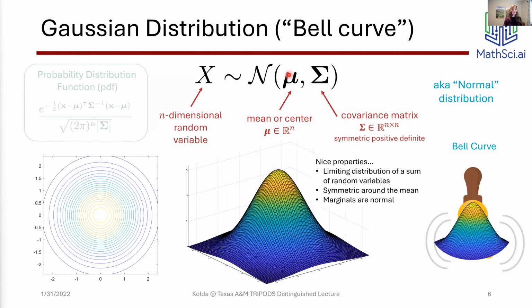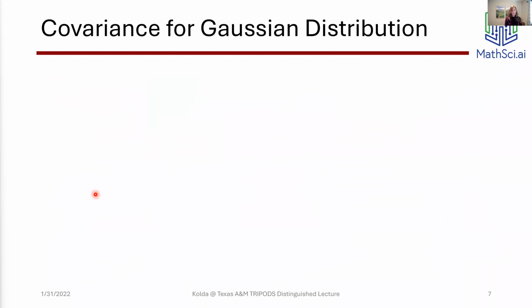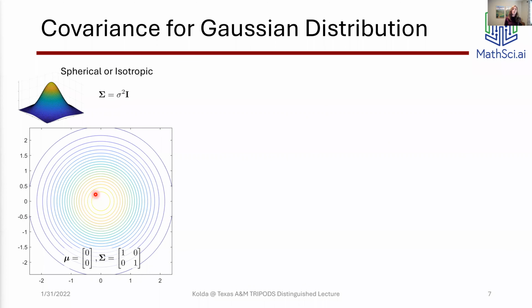And so I should say the mu, by the way, determines the center. So the center is right sort of here. It's the peak of this bell. And so that's here, and then the covariance gives the shape. And so there are different choices for covariance. You can have what we call a spherical or isotropic covariance, and that's when the sigma is just a scalar, sigma squared times the identity.